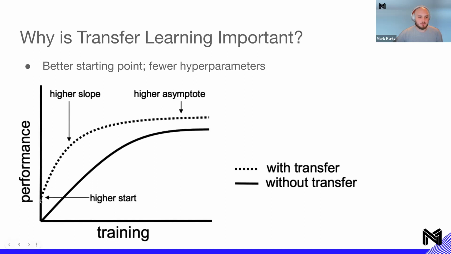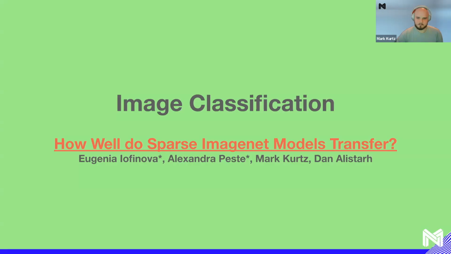But with transfer, we can start at a higher starting point because we're leveraging that pre-gained knowledge from the original network and then quickly converge onto the solution and ultimately end up at a better solution in a lot of cases, because it is leveraging that pre-trained knowledge from another data set that can be larger and have more information than the data set we're fine-tuning to. So ultimately, we can end up with a more accurate model, something that's faster to train, and something that takes fewer hyperparameters to do so with. So let's dive into the papers and the results.